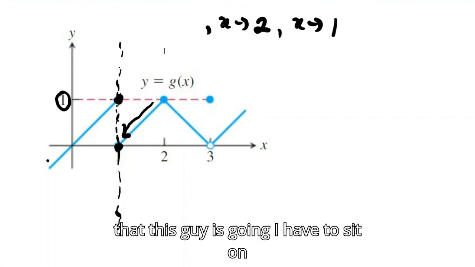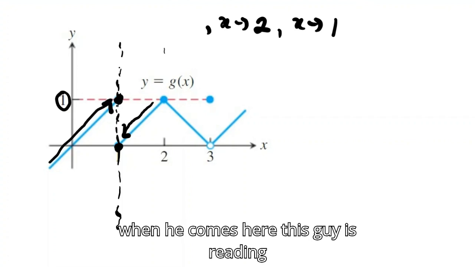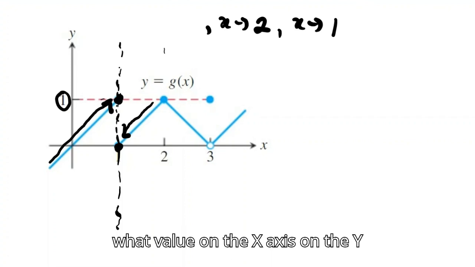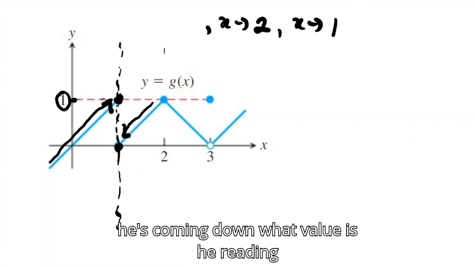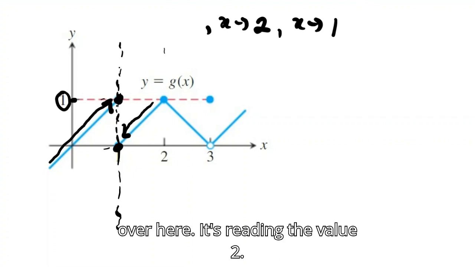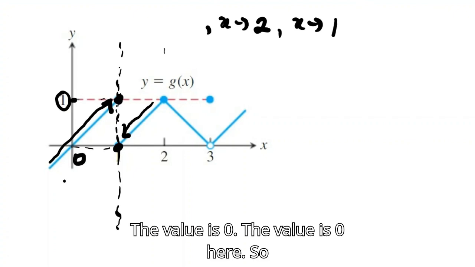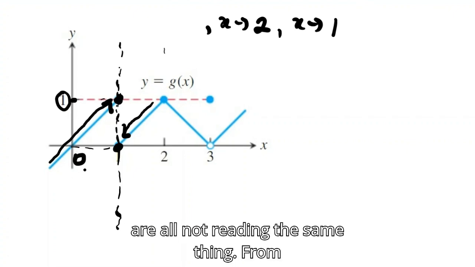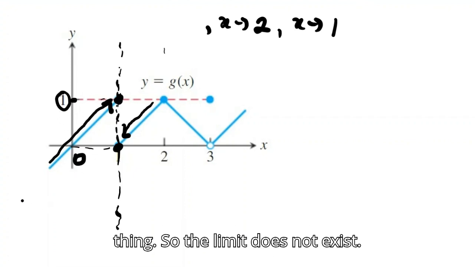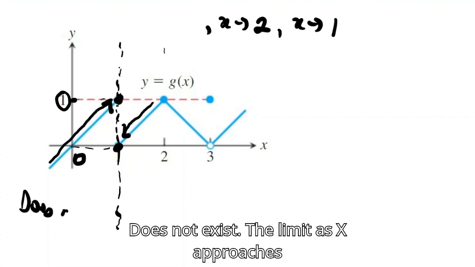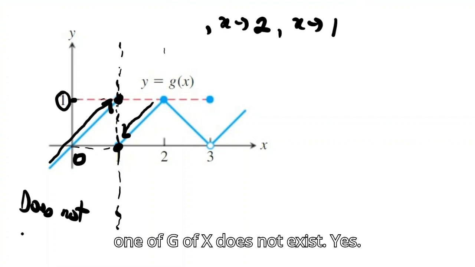So I have to sit on this function. This guy goes, and when he comes here, he is reading the value 1 on the y-axis. And this guy, when he's coming down, is reading the value 0 over here. So they are not reading the same thing. From either side, we are not reading the same thing. So the limit does not exist. The limit as s approaches 1 of g of x does not exist.